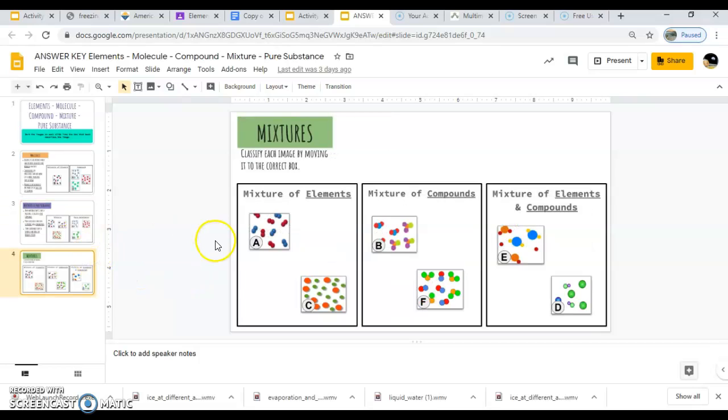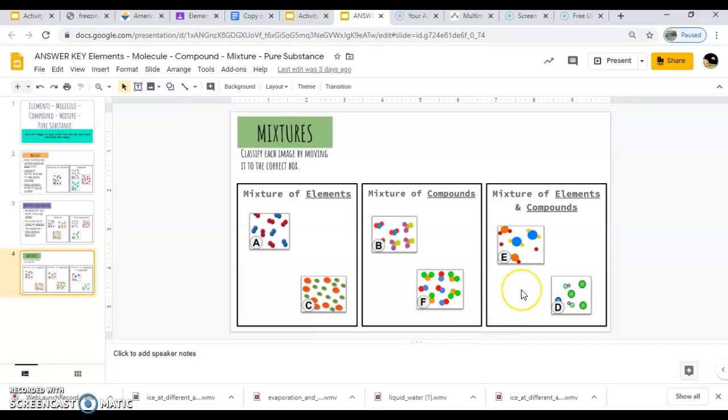And then lastly, a lot of you did very well on this. I was impressed. So we have, once again, a mixture of elements because they're the same color, only one kind of atom, but more than one element hanging out in the same space. For compounds, once again, we have two different compounds hanging out in the same space.